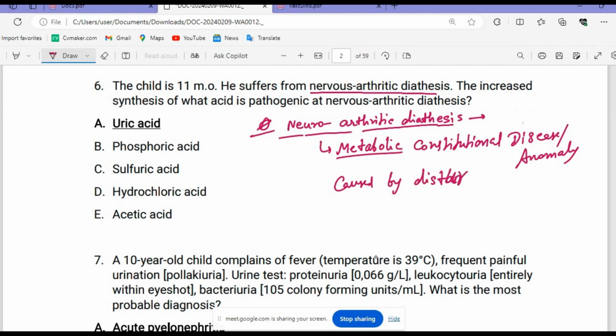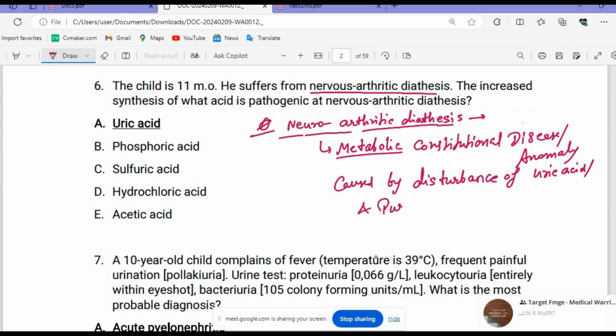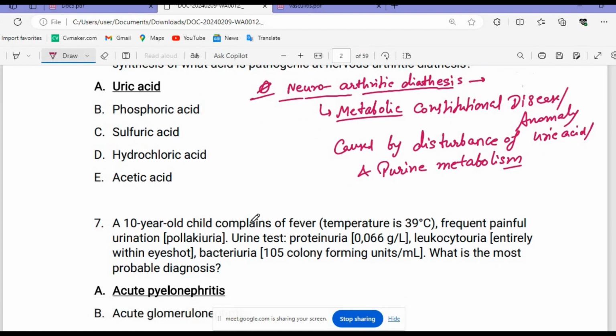It is caused by the disturbance of uric acid and purine metabolism. Yesterday we discussed that there is accumulation of uric acid and disturbance of purine metabolism.